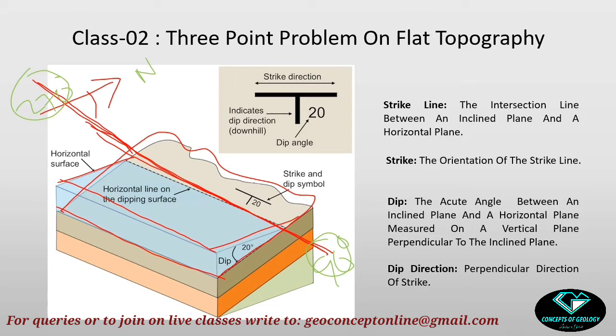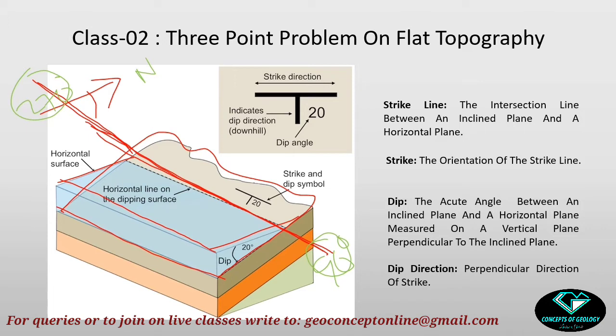Now whenever one end of the strike line has an orientation of 90 degree, the other end will have to be the orientation 270 degree, because the difference between the orientation of the two ends will be 180 degree. Why? Because strike line is a straight line, and a straight line consumes an angle of 180 degree.